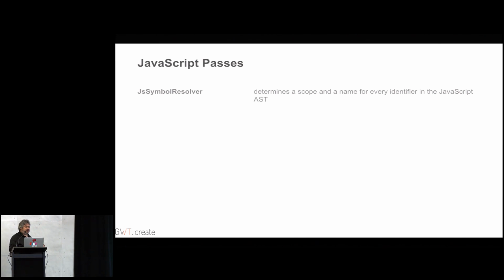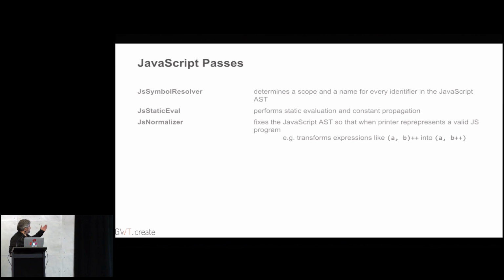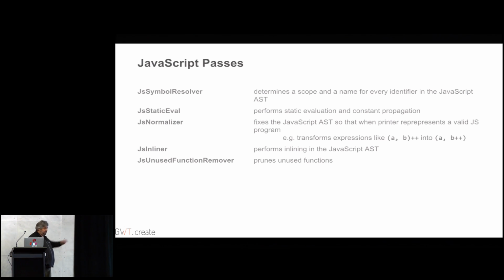So once you get the JavaScript AST, we do a number of passes. The interesting thing is that we do some optimizations, and the reason for that is that the JavaScript in the JSNI methods is not processed at all by our Java optimizations. So we do that in JavaScript. We have a static eval, which is basically static evaluation and constant propagation. We have the normalizer that fixes things that are not proper JavaScript. We have the inliner that inlines JavaScript functions. And then we have a pruner in JavaScript, and some passes that people sometimes use or not.